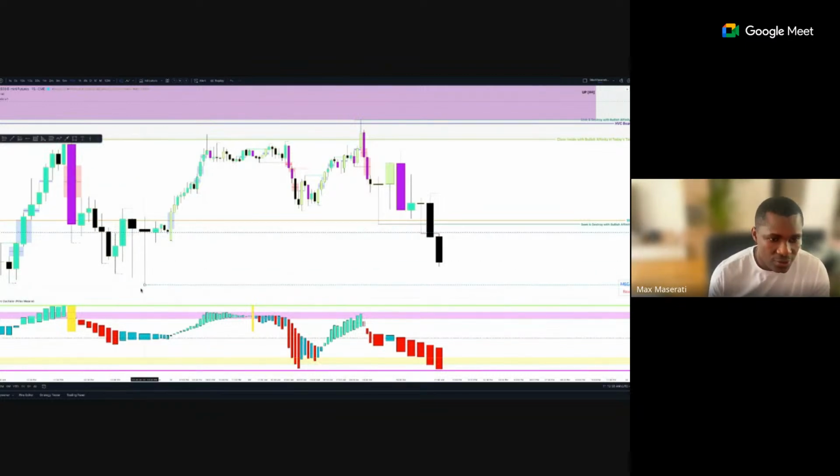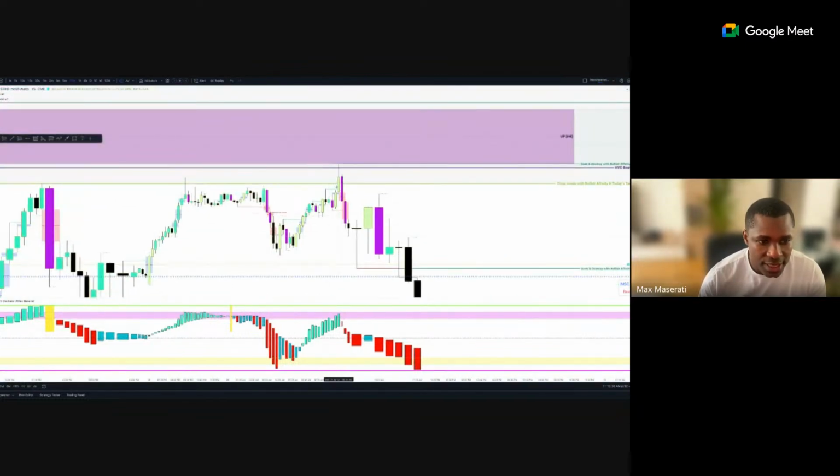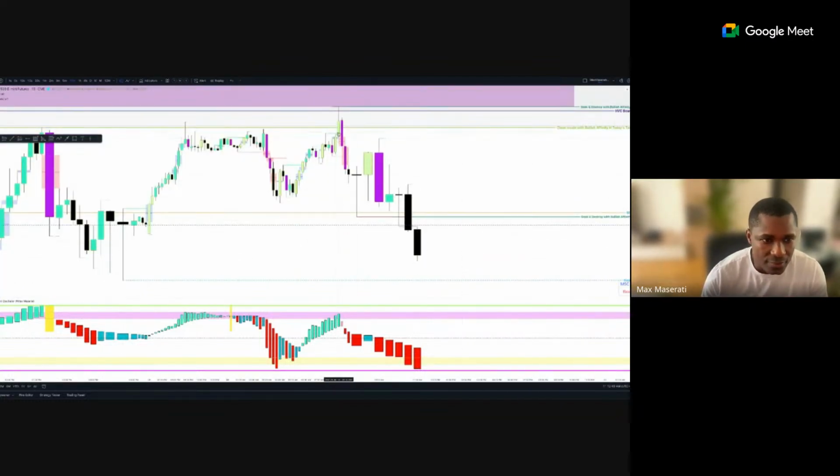Okay, and then we have a market switch change here in the 15 minutes. This will be our market switch change in the 15 minutes, which means we have an MMM external block here on the 15 minute.